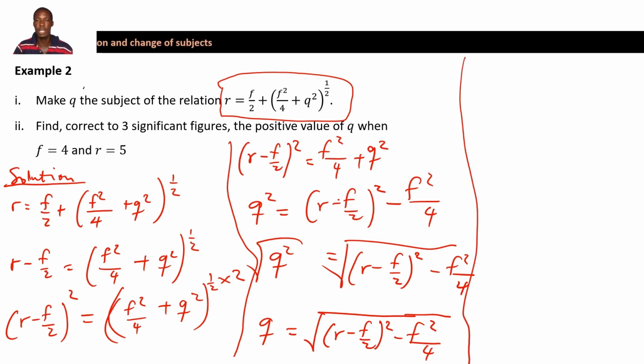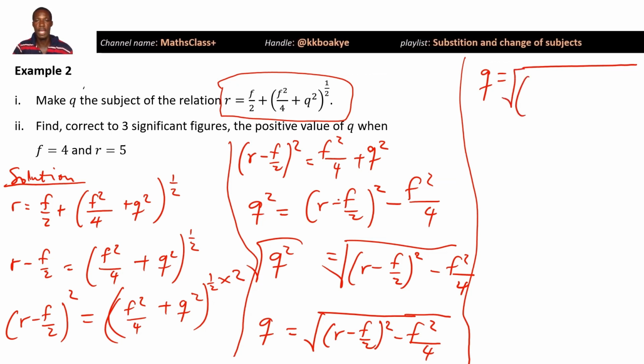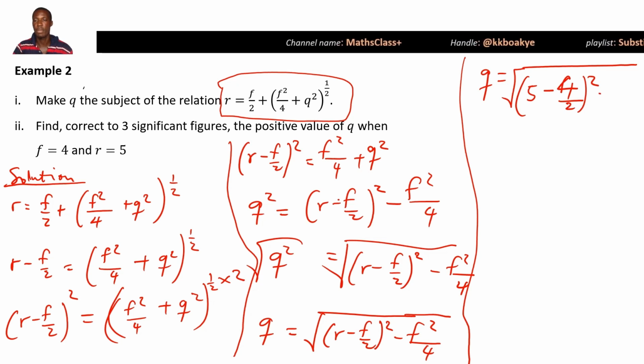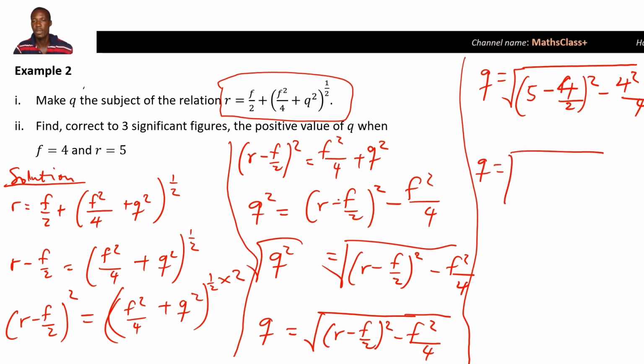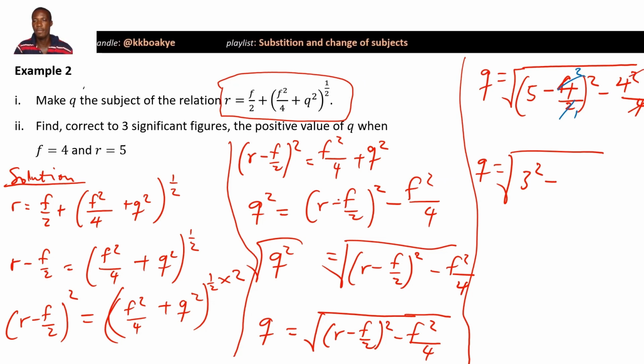And then we are supposed to do some substitution. We are putting 4 for f and then 5 for r. So our q is equal to square root of r is 5 minus f is 4 over 2 all squared minus 4 squared over 4. So our q here becomes square root of, 2 goes here, 1 goes here twice. So 5 minus 2 will give us 3 squared here minus 4 also goes here, 1 goes here 2. So it goes here 4 times. So here we have minus 4.